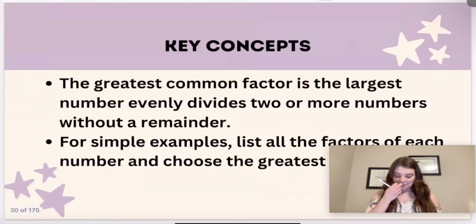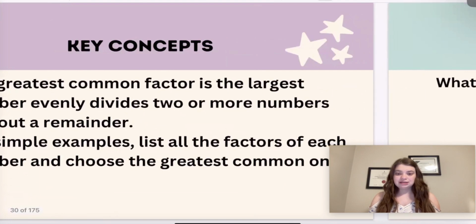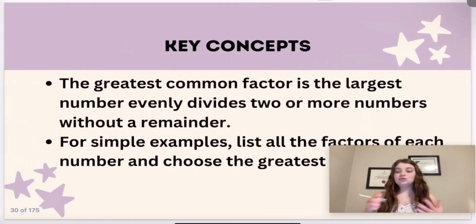Okay, so key concepts. The greatest common factor is the largest number that evenly divides two or more numbers without a remainder. And for simple examples like the ones we'll go over today, the goal is we need to list each of the factors and we need to choose the greatest number that appears on both the lists.